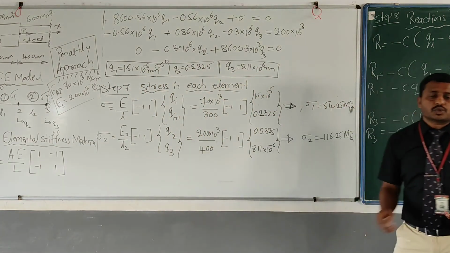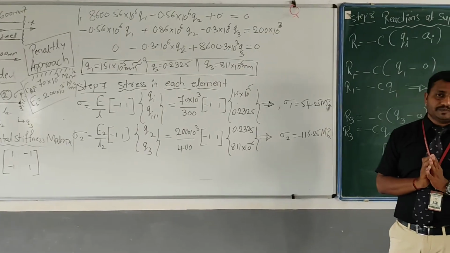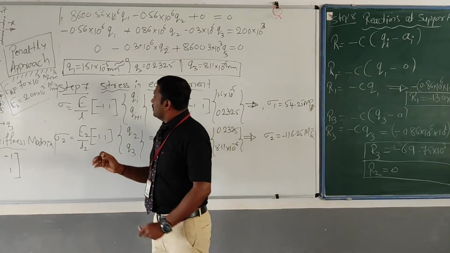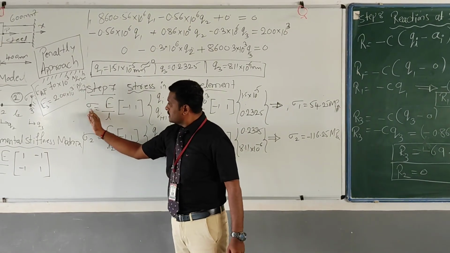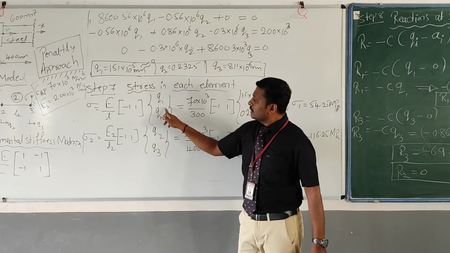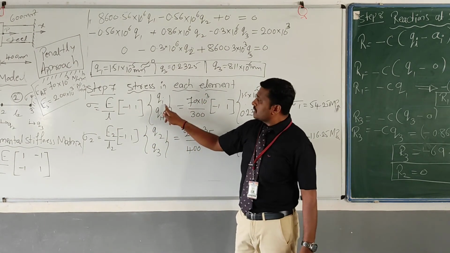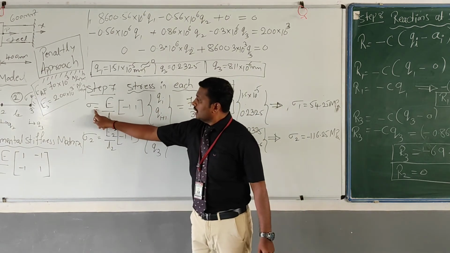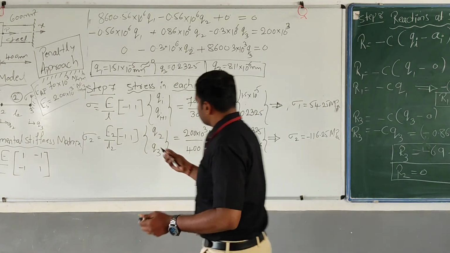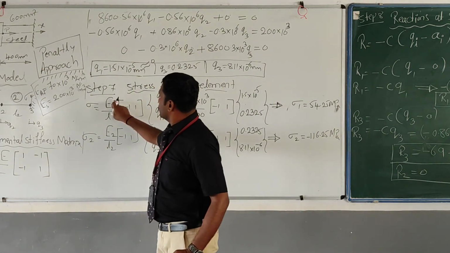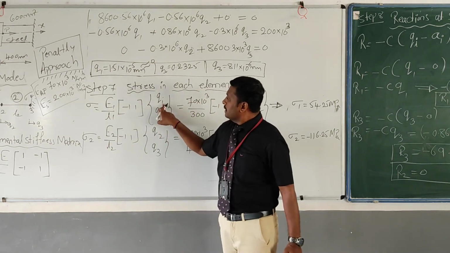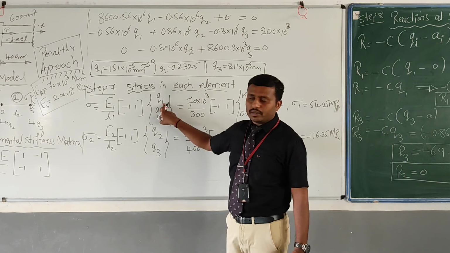Next, we are asked to find the stresses in each element. The equation to find the stress is sigma equal to E upon L into minus 1, 1, times Qi and Qi plus 1. For element number 1, this becomes E1 upon L1. The properties will be given to you, and the length is also known.